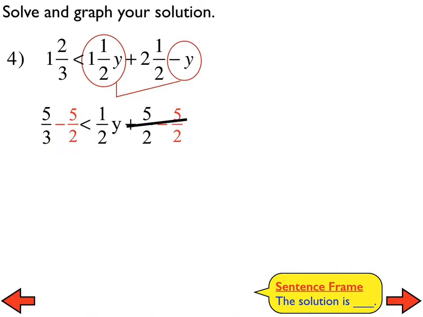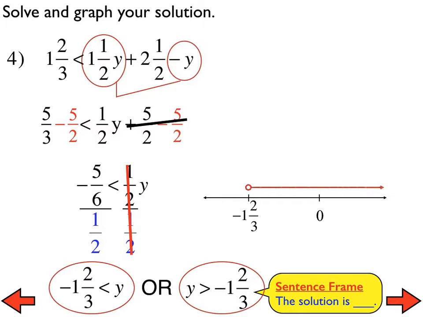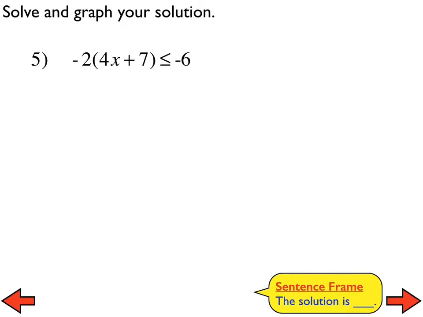Okay? So here again, I have divide by positive, so nothing flips. And you can write your answer like this, or standard form would be with a y first. Again, making sure the symbol is still like the alligator is eating the y. And then your graph is open to the right. Okay, number 5, distributive property. Distribute and then solve, please.